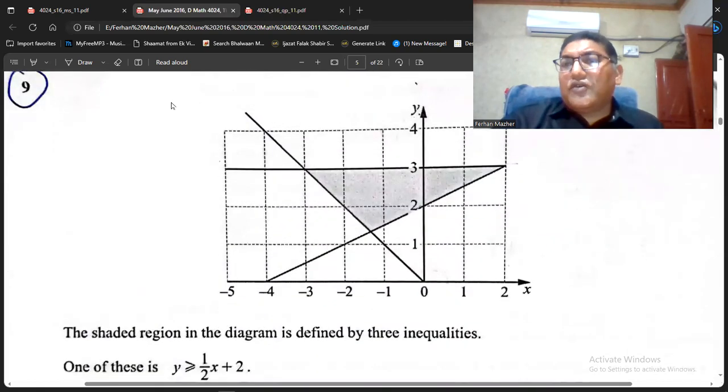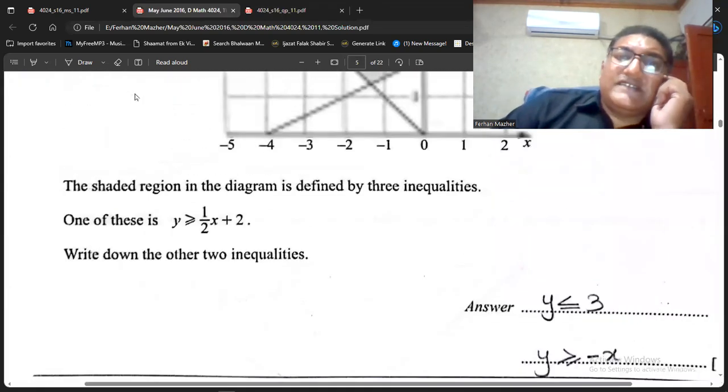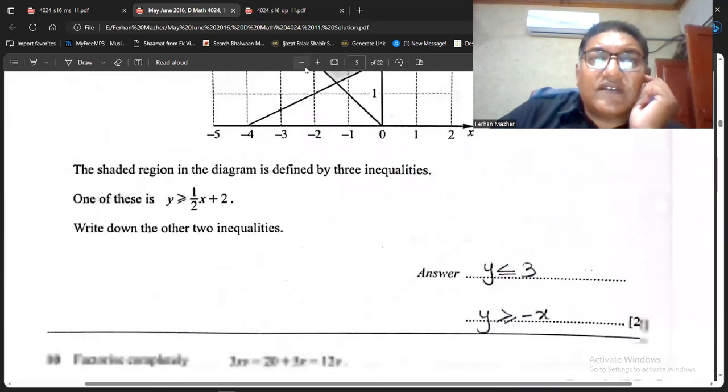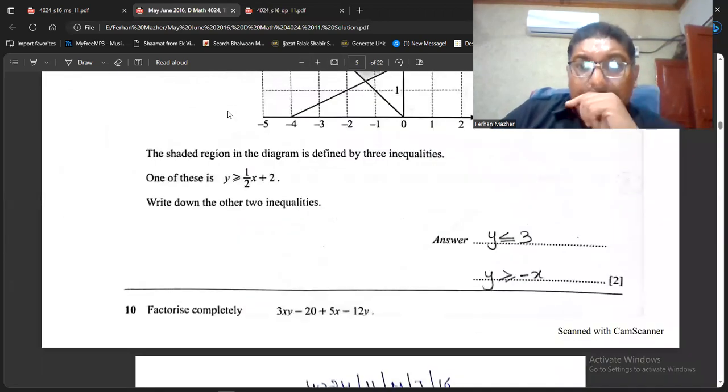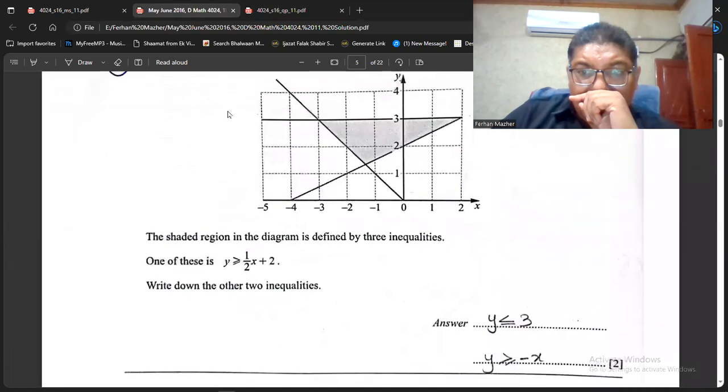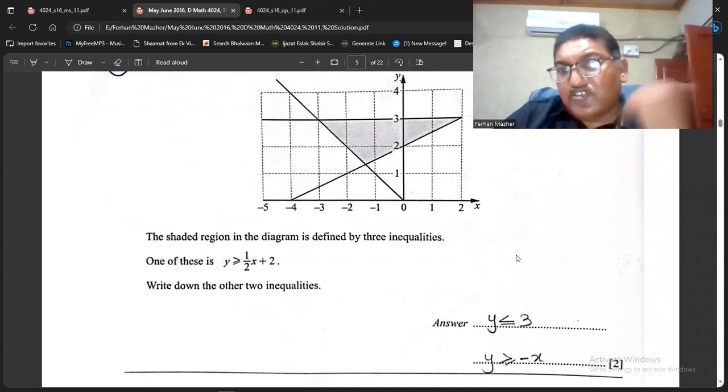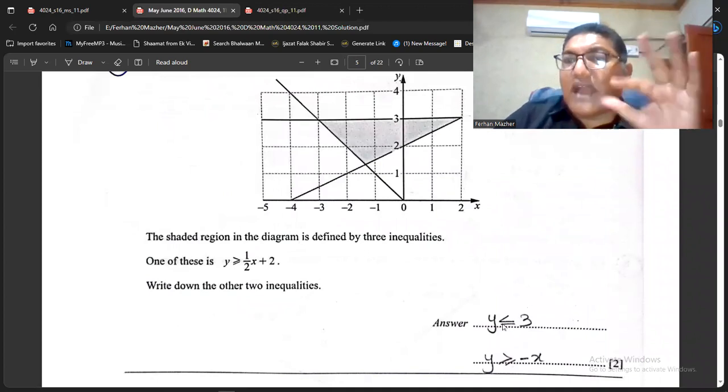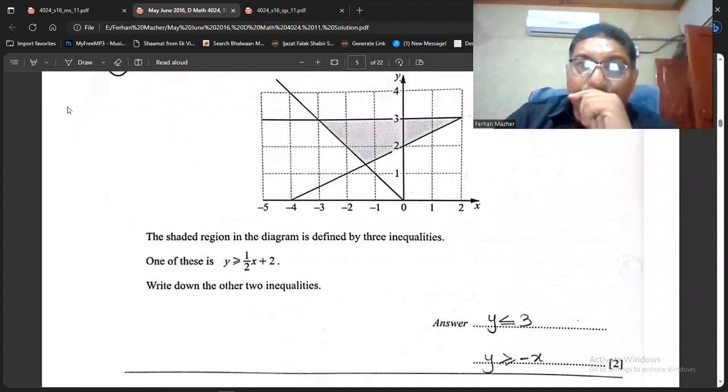Okay, so here you can see, let me reduce the size so you can see this. This line is y equals 3. Because the shaded area is below this, the crocodile's back will be towards the y. So y is less than or equal to 3.